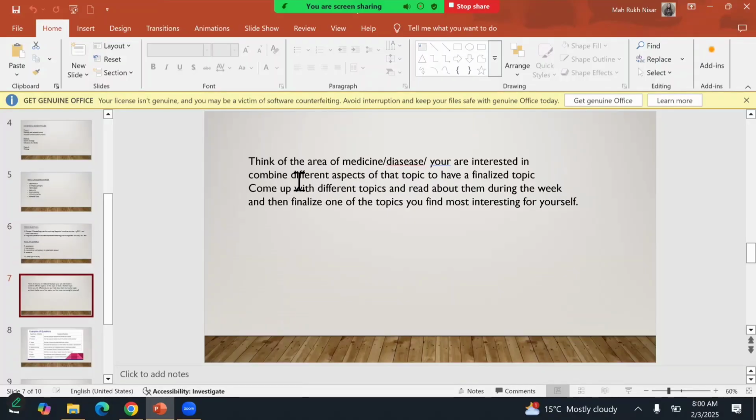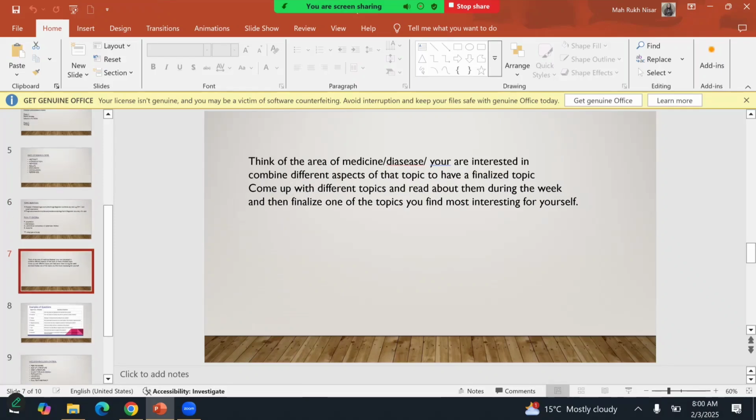This is what we already discussed. You have to think of the area that you're passionate about and combine different aspects and then come up with a final topic. You can come up with 2 to 3 different topics and then select one topic at the end, and you can share with me different topics, and we can choose one topic.